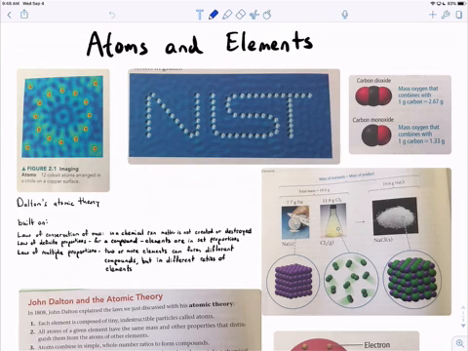There's 2 ways to see them. One way is by using an STM, scanning tunneling microscope, or an AFM, atomic force microscope. So this one is an STM, and this is probably an AFM, sorry, atomic force microscope. This is probably a scanning tunneling microscope.